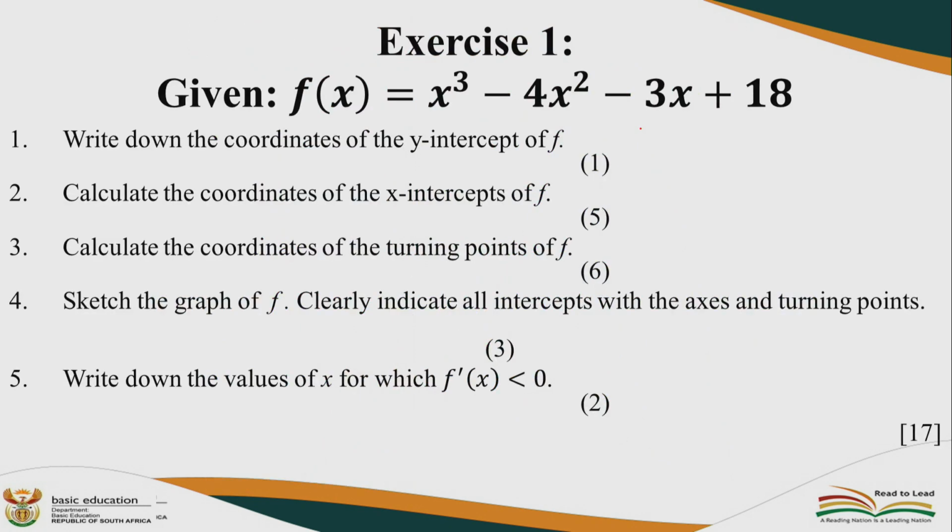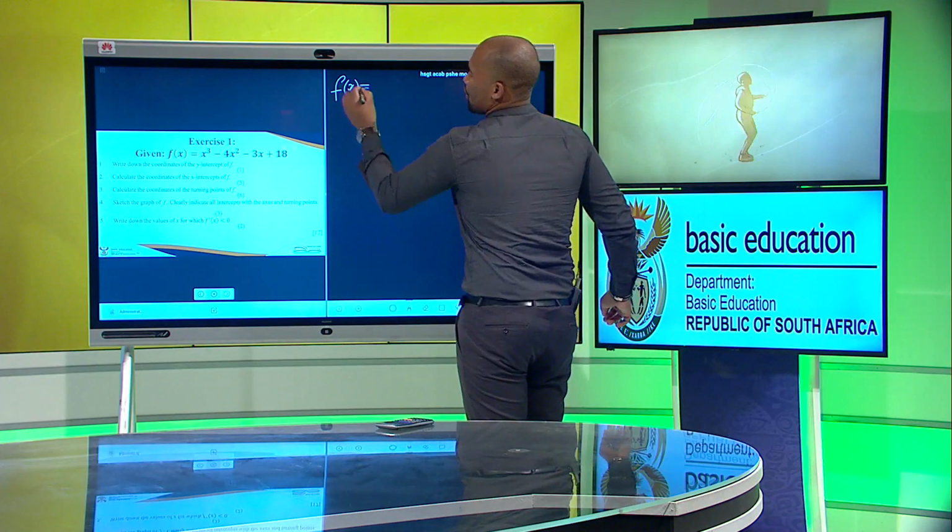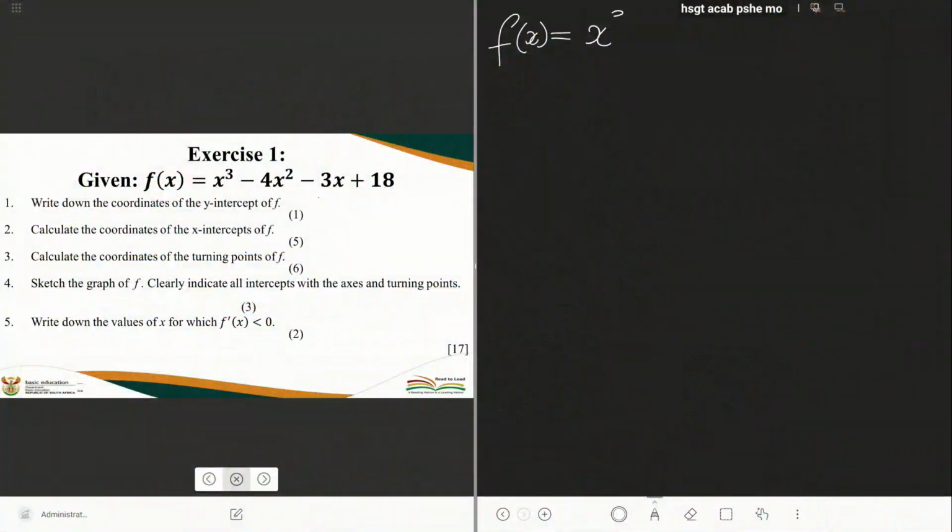Exercise 1 is given like that. Let's do it together. We're having f of x. f of x is equal to x cubed minus 4x squared minus 3x plus 18.